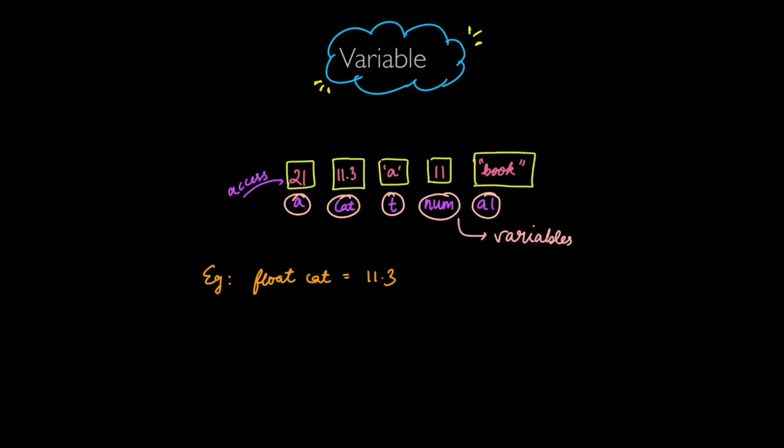An example would be float cat = 11.3. Here float represents the data type the cat is going to store. The cat is the variable here. More on this.